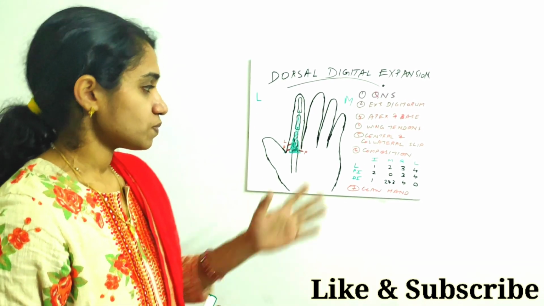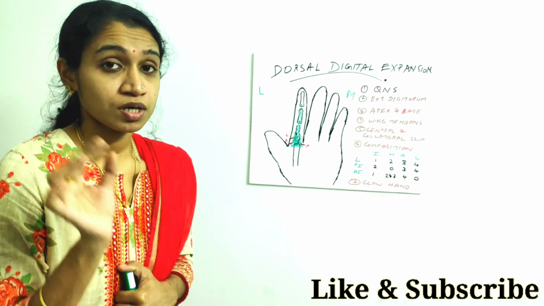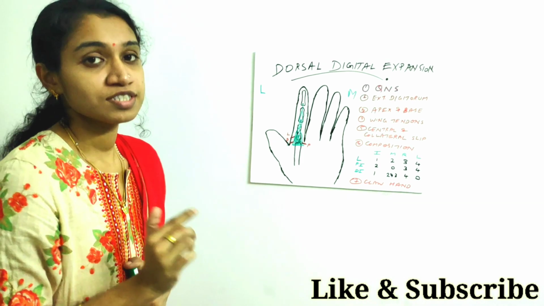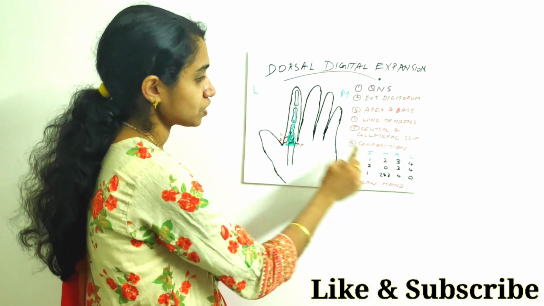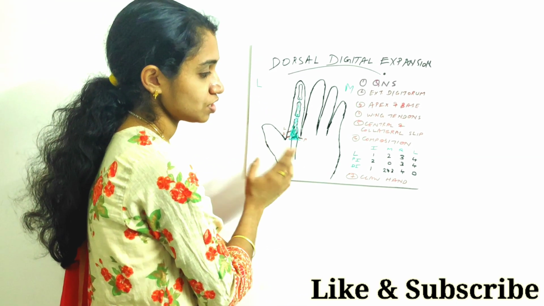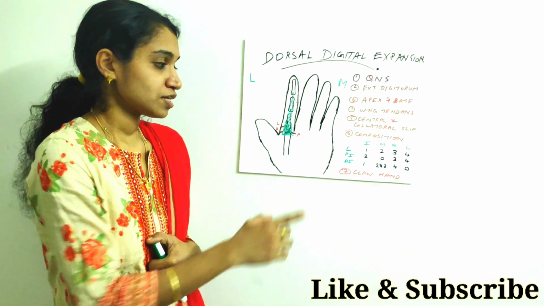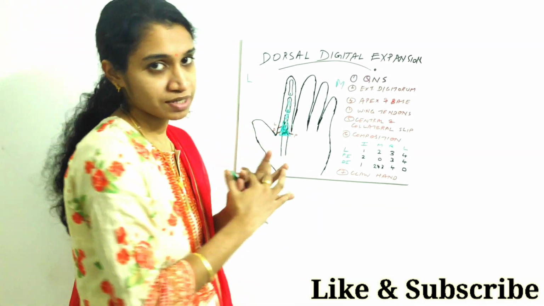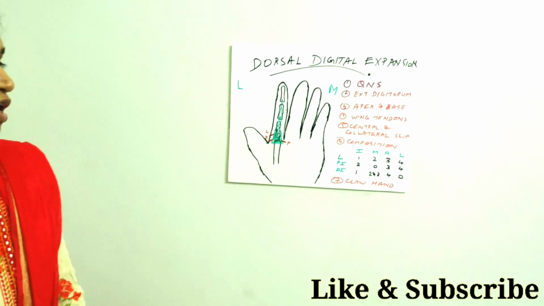Then coming to the composition of the dorsal digital expansion in case of the middle finger. In the middle finger, the second lumbrical is attached. In case of palmar interosseous, no palmar interosseous is attached. As well as dorsal interosseous, both second and third are attached. So these are the things.